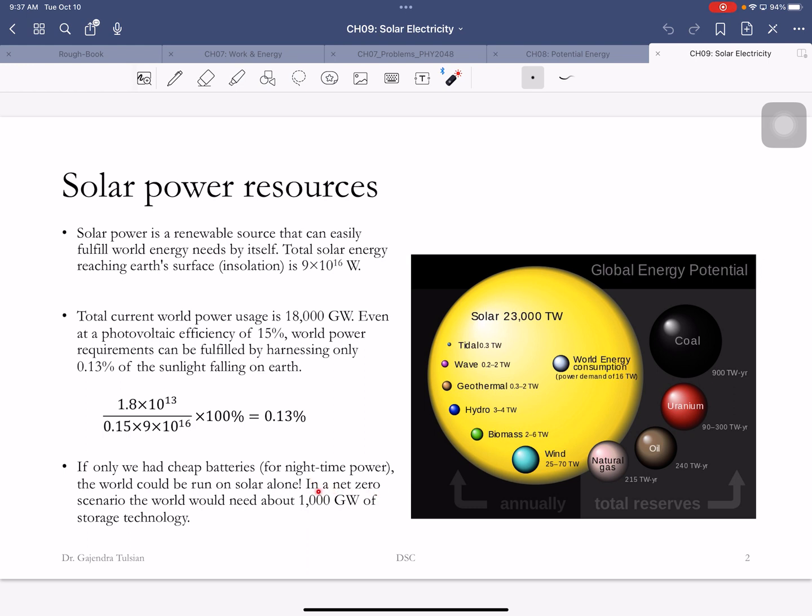So here's the number that you can keep in mind. In a net zero scenario, what does that mean? A net zero scenario. What are they talking about? No carbon dioxide emission. And how do you get there? By using wind and solar. So you could run the world on wind and solar, the world would need about 1,000 gigawatts of storage technology. 1,000 Hoover dams worth of batteries, whatever.